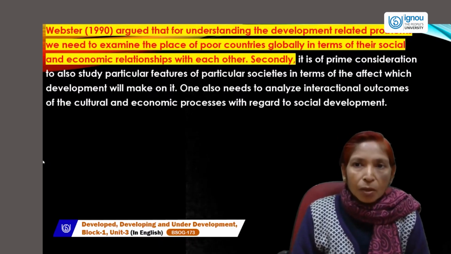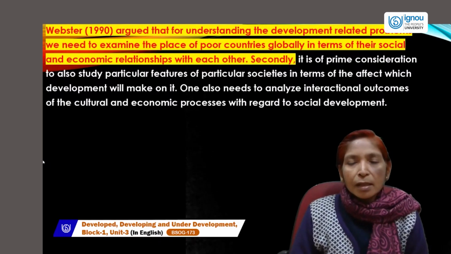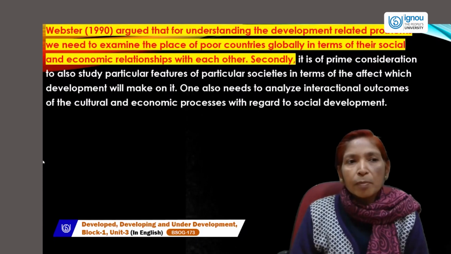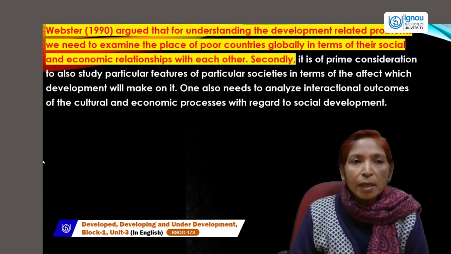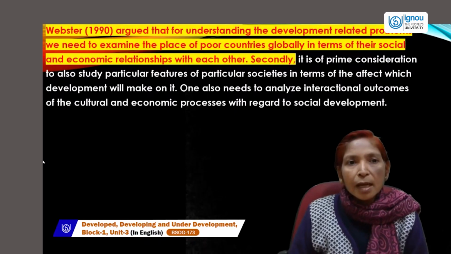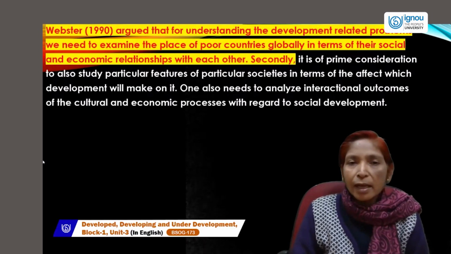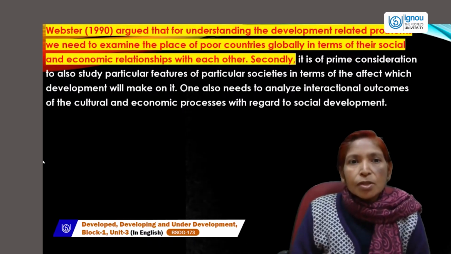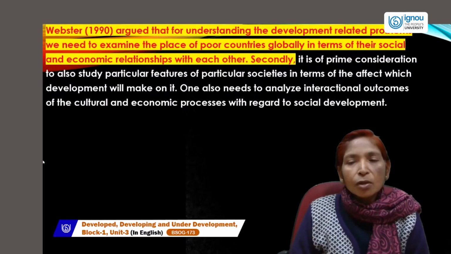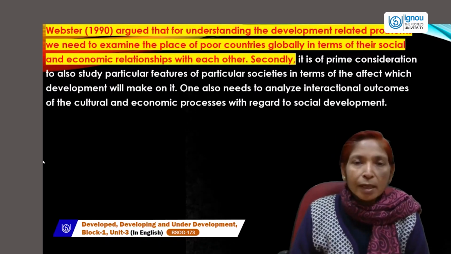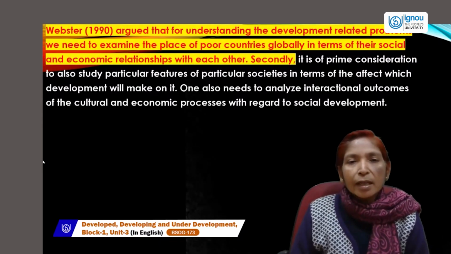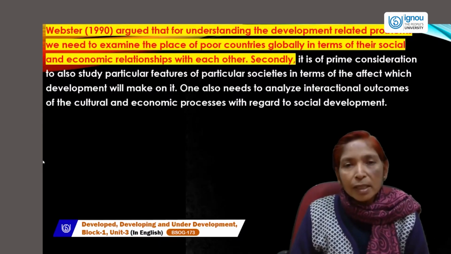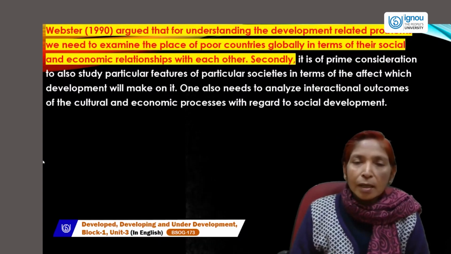So Webster argued that for the understanding of development, which is related with so many problems, we need to examine the problem of poor countries and the place of poor countries where they exist in the global world. So, the place of poor countries globally in terms of their social and economic relationship with each other. That's why categorization of countries is necessary to understand.